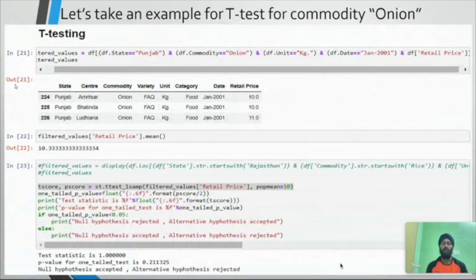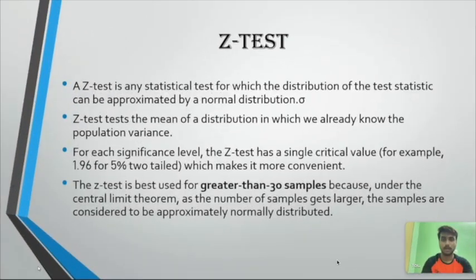Now we take an example of a t-test for the commodity onion. So here is the code. In input line 21 we give the specified state, commodity, unit and the retail price on which we have to do the t-test. The mean we found from the dataset is 10.3. Line 23 gives the code of the t-test where the mu we took was 10. The code is then tested for the input and gave the output that the null hypothesis is accepted with test statistic 1.